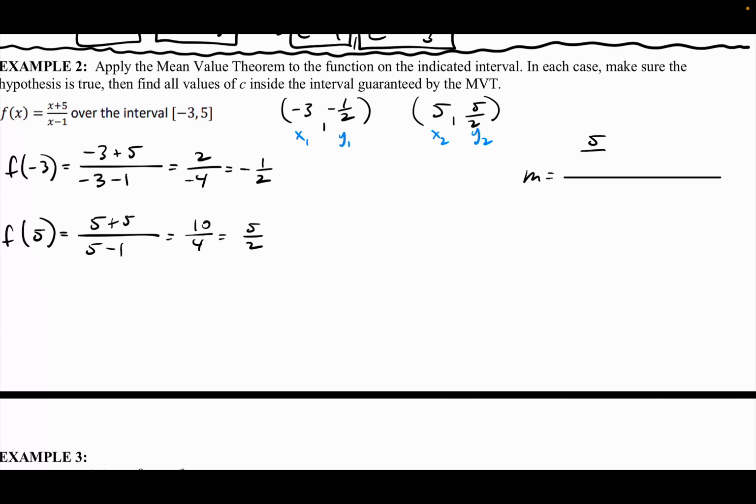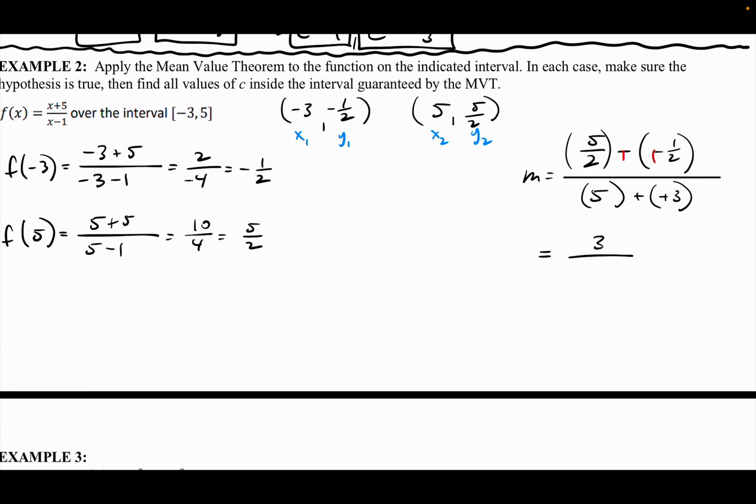y2 minus y1 over x2 minus x1. Okay, so I get 6 over 2, which is 3. And then I get 8 on the bottom. Okay? There's my slope, my rate of change. Now what do I got to do? Plug it into the derivative. Plug it into the equation.